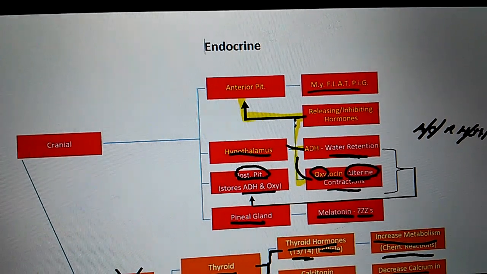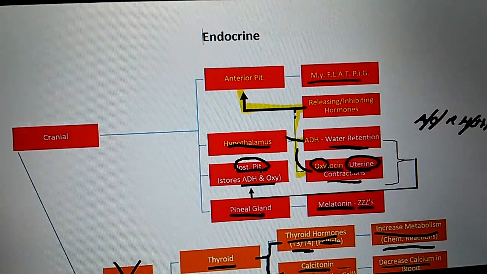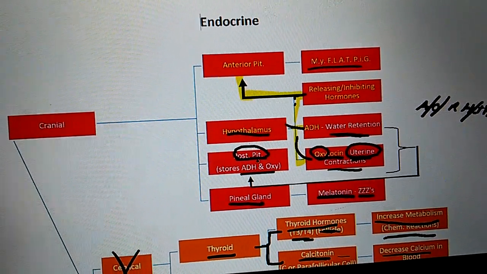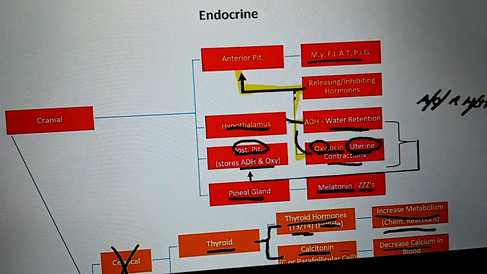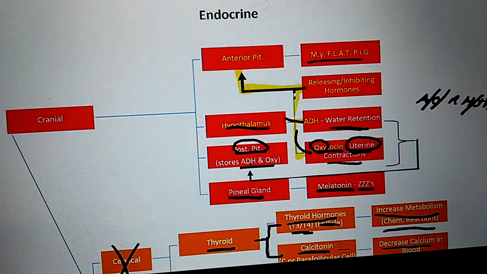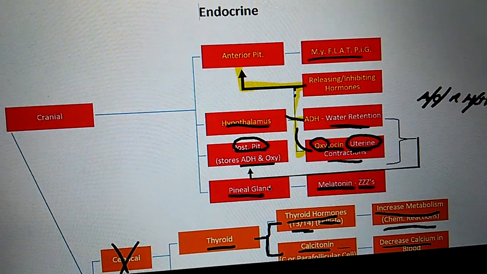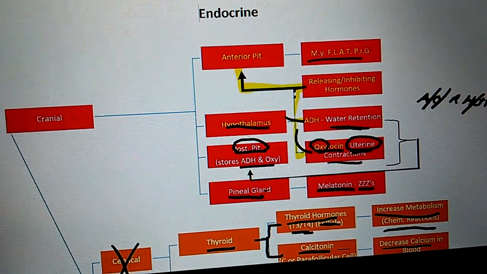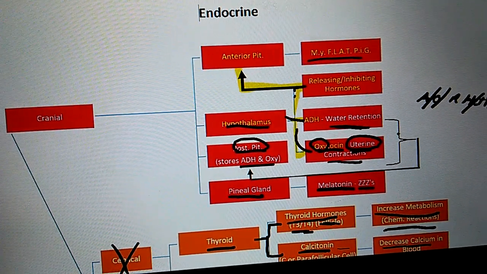The posterior pituitary produces what hormones? Nothing. Does the posterior pituitary produce or just store hormones? It stores. What does it store? ADH and oxytocin. What gland produces melatonin? Pineal gland. What is the function of melatonin? Causes sleep.